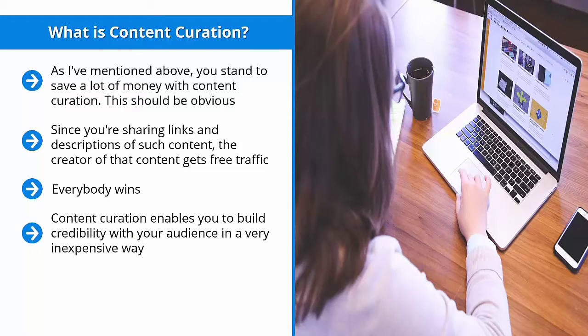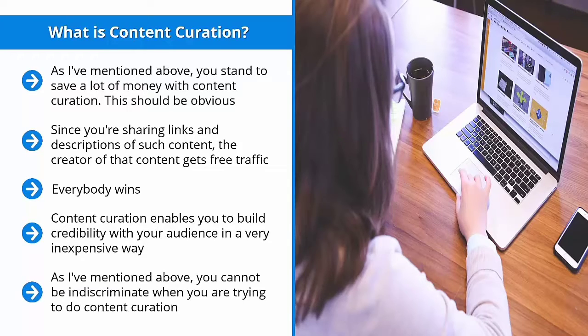Content curation enables you to build credibility with your audience in a very inexpensive way. You use other people's content. You get to entertain them, build credibility, and gain their trust. The downside here is the time. Sure, you're not spending greenbacks, but you're definitely going to be spending time.